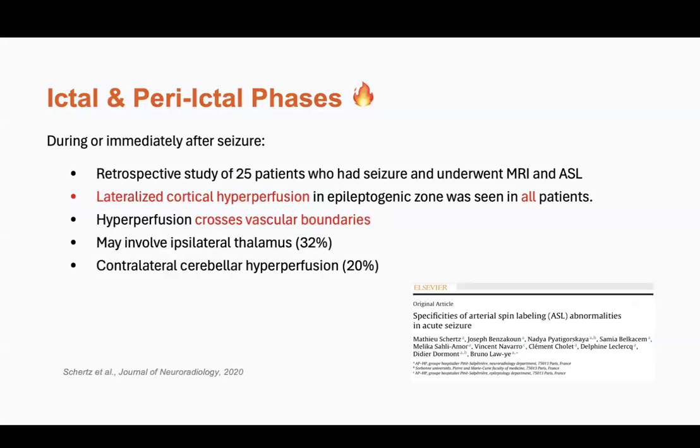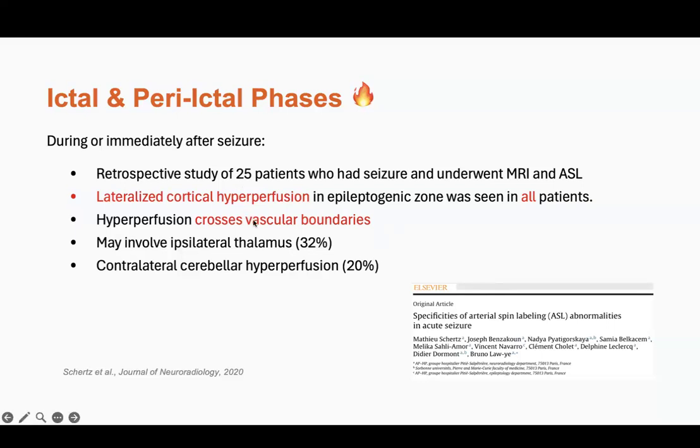The ictal and periictal phases are during or immediately after a seizure. A study conducted by Schertz et al. showed, in a retrospective series, 25 patients who had a seizure and underwent MRI and ASL. Lateralized cortical hyperperfusion was present in the epileptic zone in all the patients. And this hyperperfusion tended to cross the vascular boundaries, which differentiated it from a vascular event. In vascular events, it was confined within the vascular territory. In the seizure patients, it crossed these vascular boundaries.